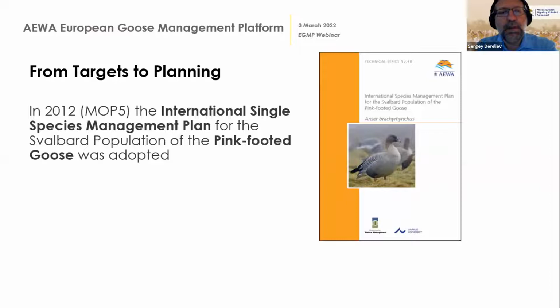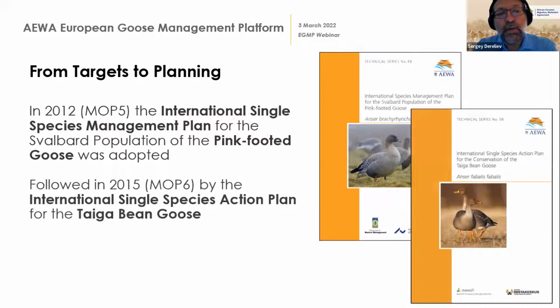Based on the strategic plan, in 2012, the first international single species management plan was adopted under the agreement for the Svalbard population of the pink-footed goose. That was at the 5th session of the meeting of the parties. At the following session of the meeting of the parties in 2015, another plan, this time an action plan, a recovery plan, was adopted for the tundra bean goose, but it contained elements of adaptive harvest management.